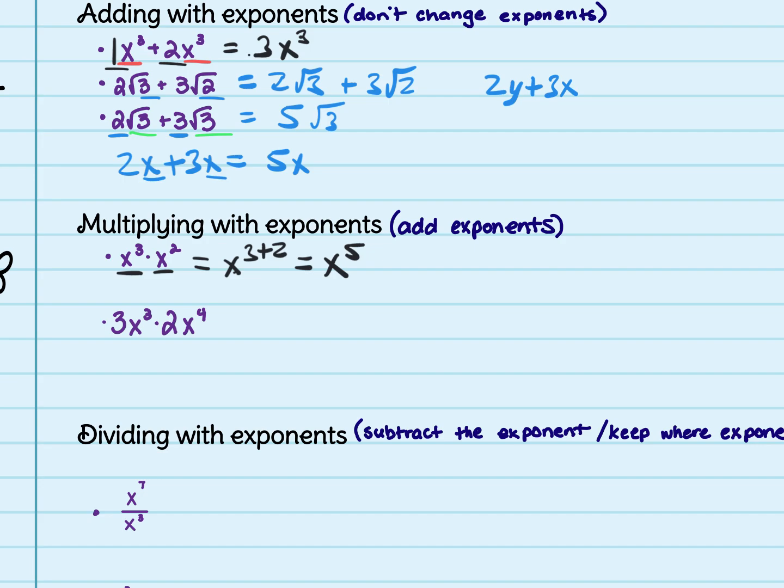All right, and now what if we have coefficients in front? Nothing to worry about there. Since we're multiplying, we're just going to multiply the coefficient with the coefficient, x with the x. So 3 times 2, we're going to multiply those and we're going to get 6. And then x to the power of 3, x to the power of 4. Again, when you're multiplying by the same base, you add the exponents. So x to the 3 plus 4 is going to give you x to the 7th. All right, good.